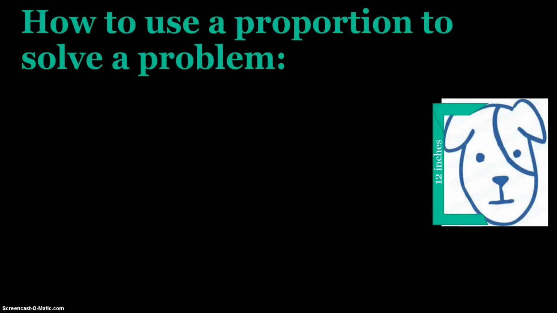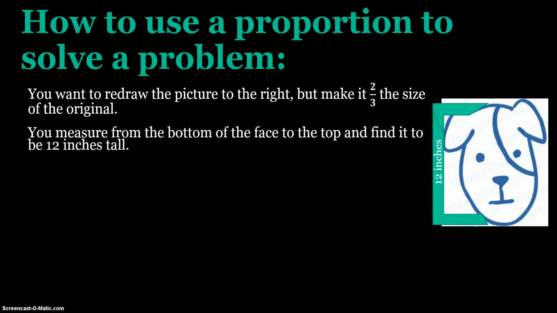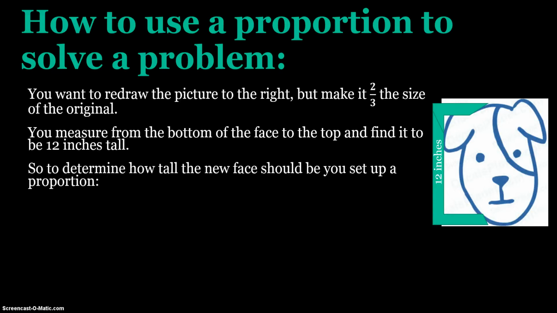Now, how can we use a proportion to solve a problem? Say we want to redraw the picture to the right, but make it 2/3 the size of the original. You measure from the bottom of the face to the top and find it to be 12 inches tall. So, to determine how tall the new face should be, you should set up a proportion. I know that I want it to be 2/3 the size of the original. So, this is 2/3, and I don't know what size the next one will be out of my whole 12.